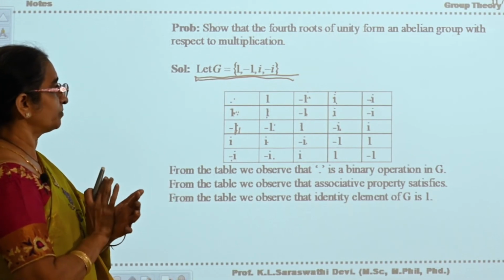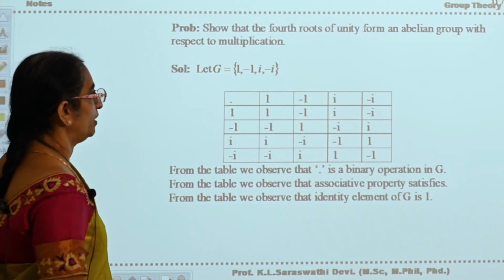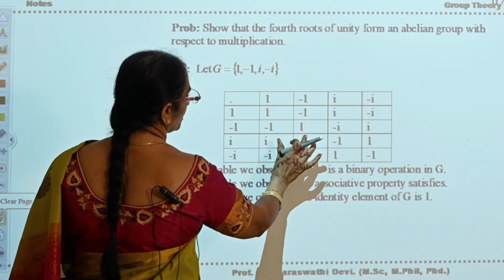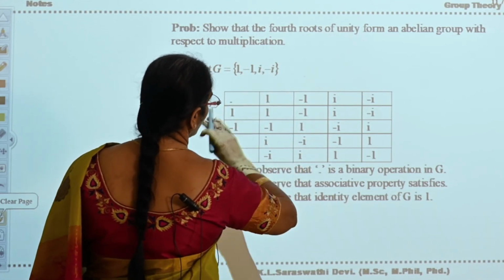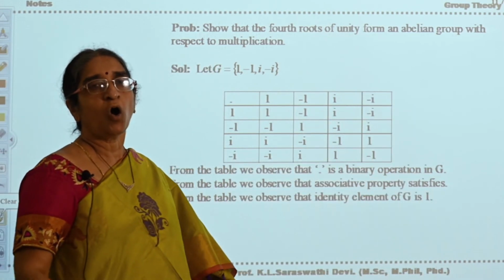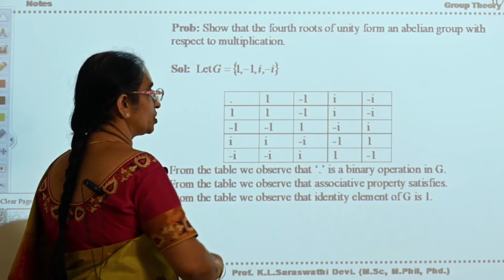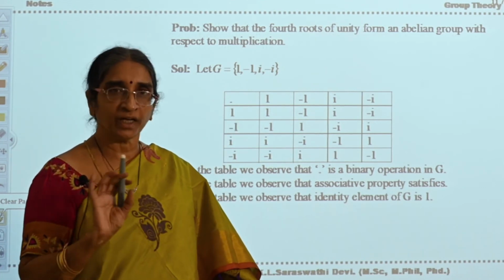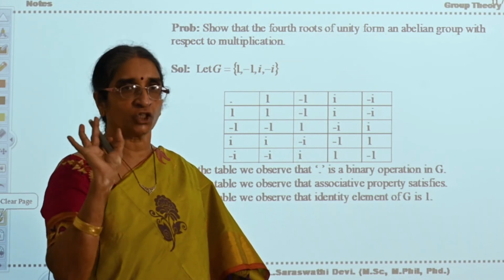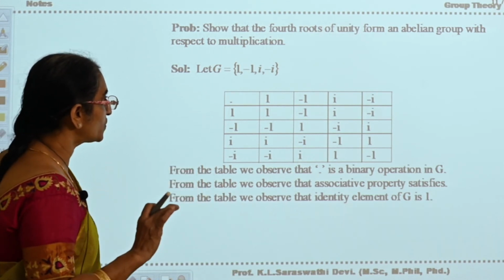Now, observe the table. All the entries belong to the set. In the first row, 4 elements, they are in the set. In the second row, 4 elements in the set. Third row, they are in the set. Fourth row, they are in the set. Similarly, columns: first column, second column, third column, fourth column. If you verify, all the entries are in the set. Therefore, with respect to multiplication, closure satisfies. After that, associativity is taken for granted. Associativity satisfies.